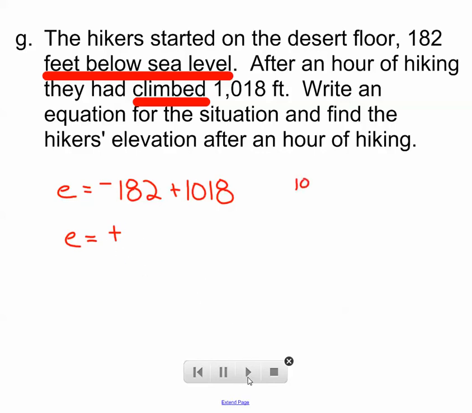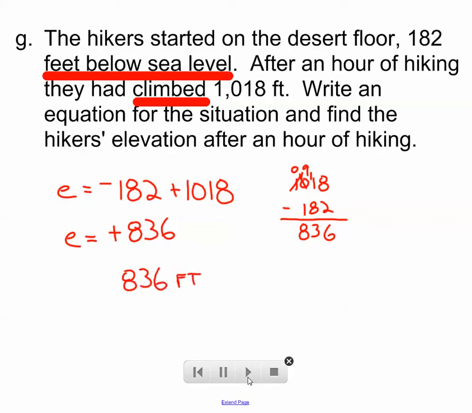And then I'm supposed to subtract their absolute values. So instead of using a calculator, I'm going to come over here and subtract their absolute values. Do some borrowing here. So it's 836 is my answer, positive 836, which means they are 836 feet above sea level.